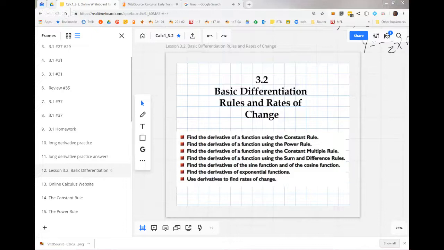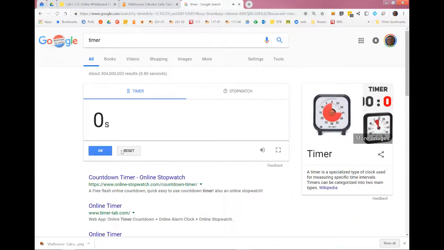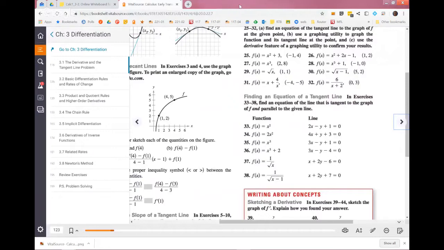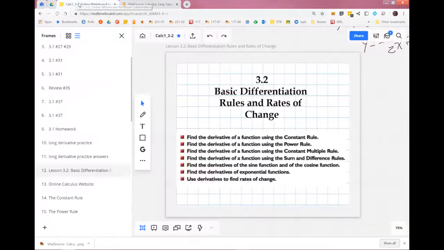Okay, I don't know what that is. Is that a timer for the class? Oh, that's my timer. Thank you. Okay, thank you for, gosh, too early in the morning, I can't even figure out what my buzzer is doing.